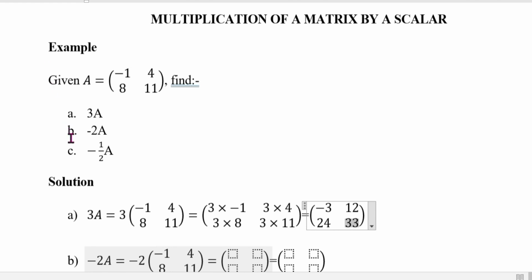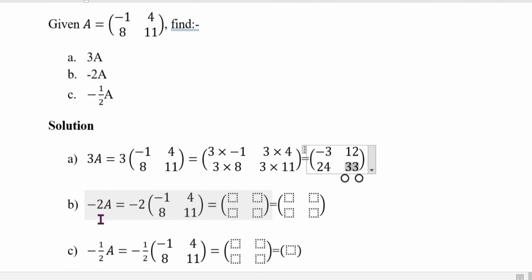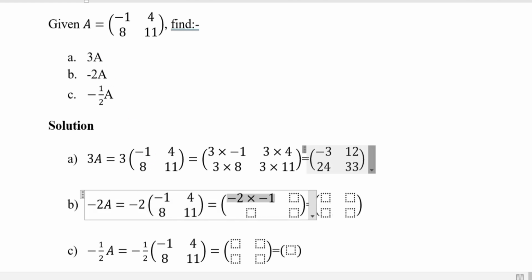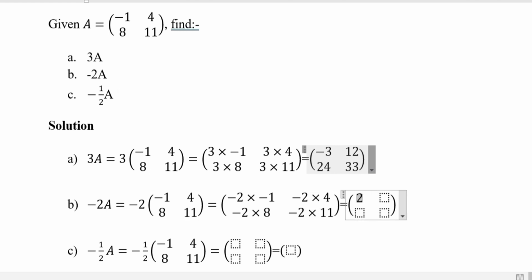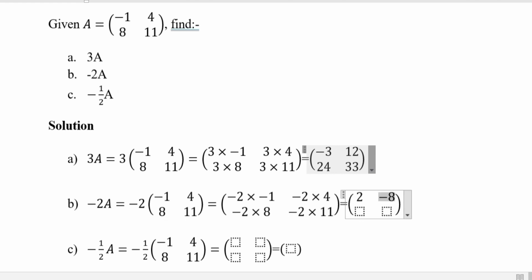Now, for the second question, we have negative 2A. We do it in the same manner. We take negative 2 times the matrix A, which has been given here. So we shall have negative 2 times each of the elements in this matrix. Negative 2 times negative 1, then negative 2 times 4, then negative 2 times 8, and then negative 2 times 11, which when you simplify, you'll get 2, negative 8, negative 16, and negative 22.